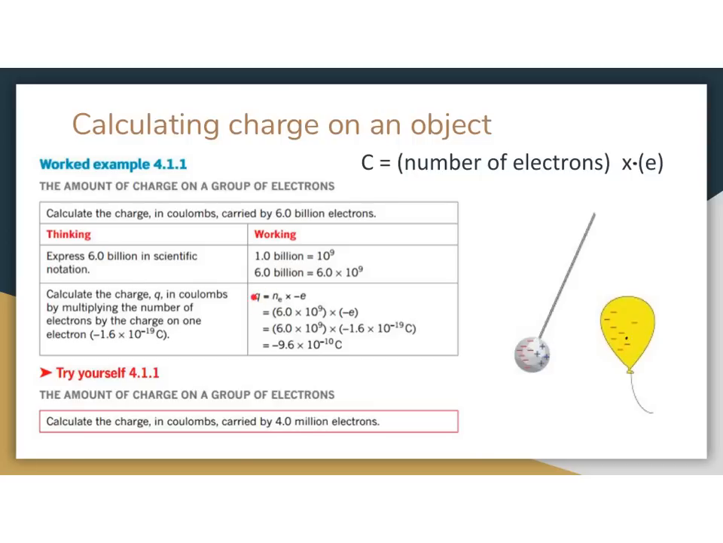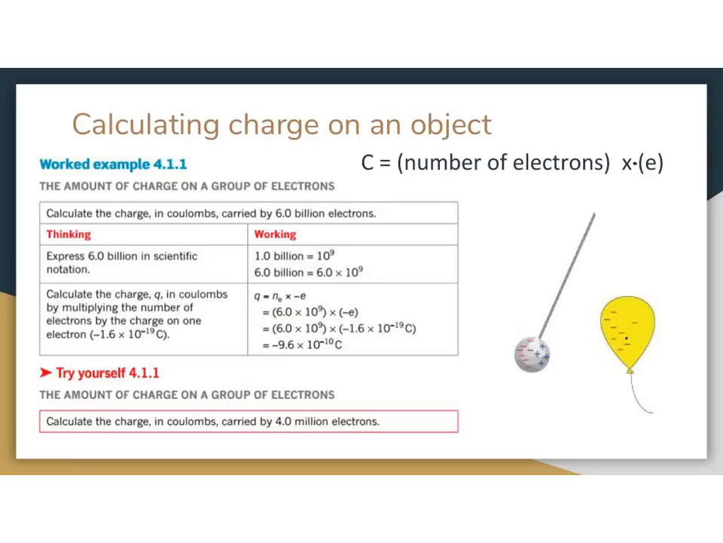All we're working out is the total charge. So the total charge here is equal to the number, which is 6.0 times 10 to the 9 electrons, multiplied by negative 1.6 times 10 to the negative 19. So there you substitute in your values and you get this answer. And be careful, make sure you express it to two significant figures, as they have used 1.6 and 6.0. You would expect that the answer is also in two significant figures.